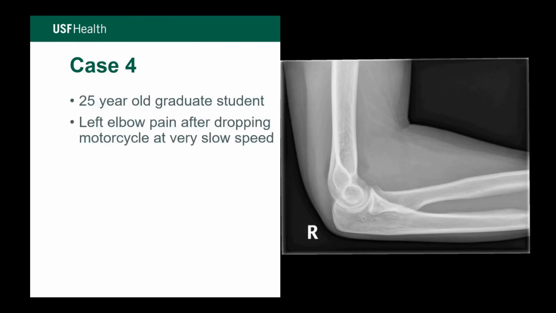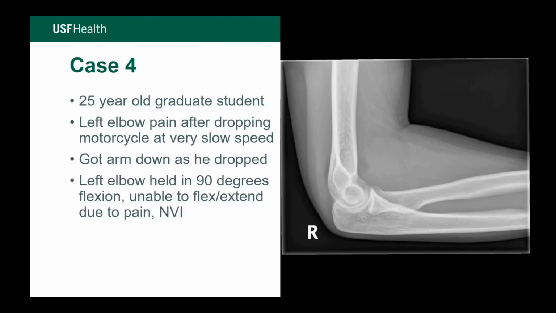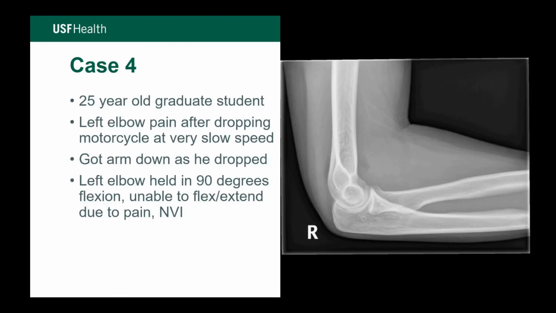This patient was a middle-aged 25-year-old grad student. He fell off his motorcycle when he was trying to pull out of his parking lot, a very low speed mechanism. He got his arm down. He presents to clinic with his elbow held in about 90 degrees of flexion, basically unable to flex and extend due to pain. In this clinic, we did not have imaging, but I was highly suspicious. He went to the ED, got x-rays. Here you can see a posterior fat pad sign. There is also an anterior fat pad sign, sometimes called a sail sign, but the posterior one is always pathologic. That x-ray was read as a posterior fat pad sign, but no obvious fracture, okay?